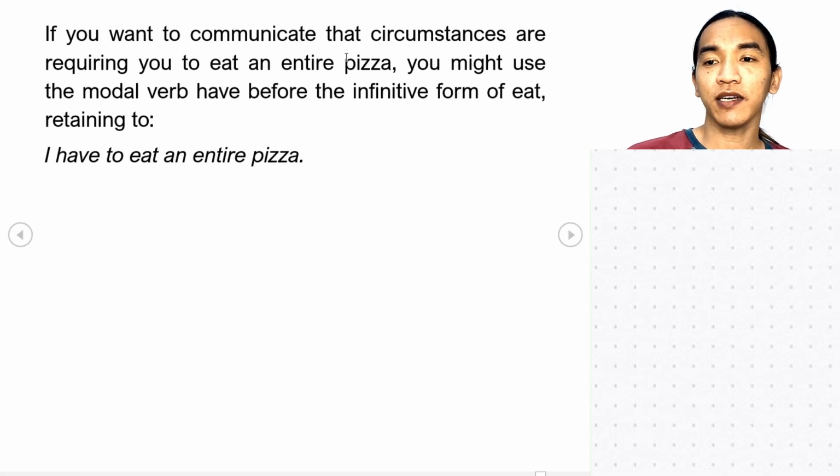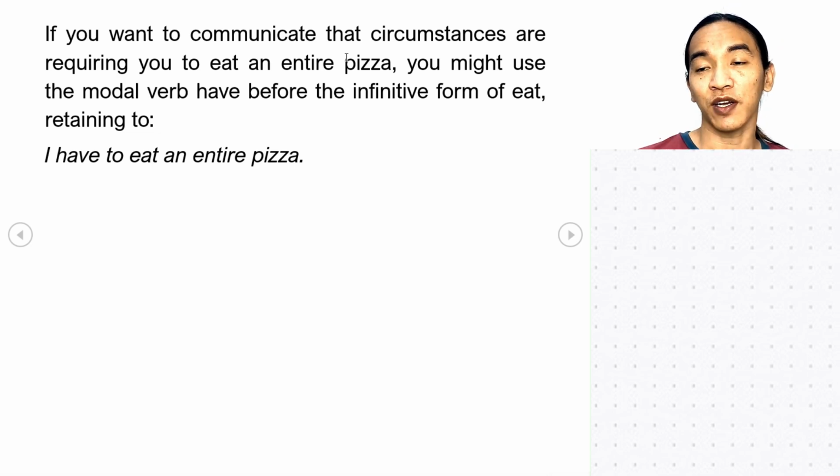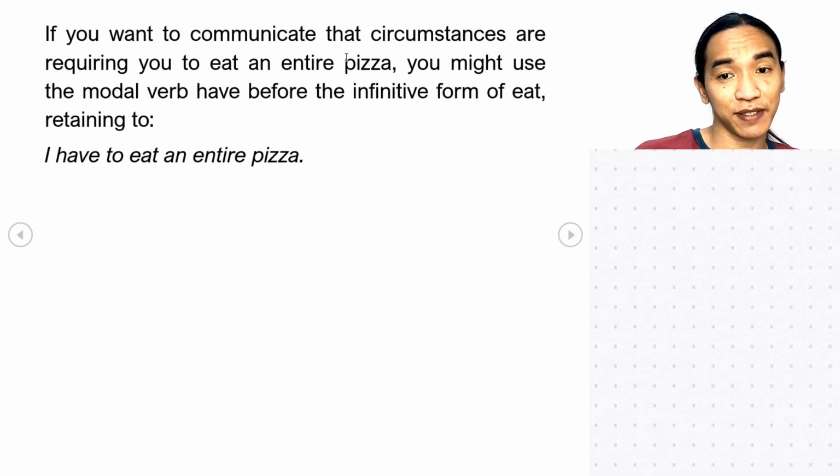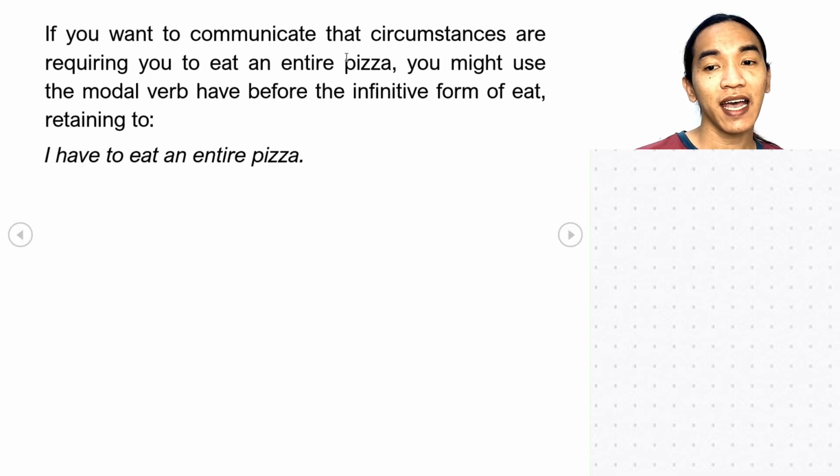Now, if you want to communicate that circumstances are requiring you to eat an entire pizza, there is a necessity or an obligation to do the action, you might use the modal verb have before the infinitive form of eat, retaining to. So here we have to: I have to eat an entire pizza. I have to eat an entire whole pizza. Here we didn't just use the bare infinitive, but we use the full infinitive to eat. But anyways, this is have to.